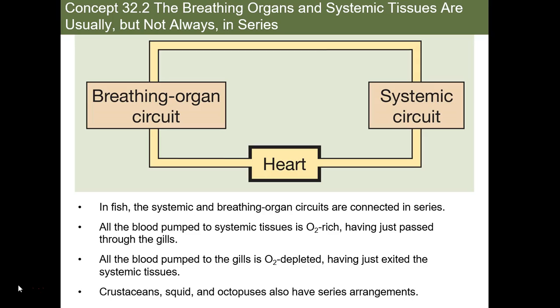In fish, the systemic and breathing organ circuits are connected in series. In fish, before the blood becomes oxygenated, it must pass through the gills to receive oxygen before moving to the rest of the body. All the blood pumped to the gills is oxygen depleted, having just exited the systemic tissues. Crustaceans, squids, and octopuses also have similar circulatory plans.